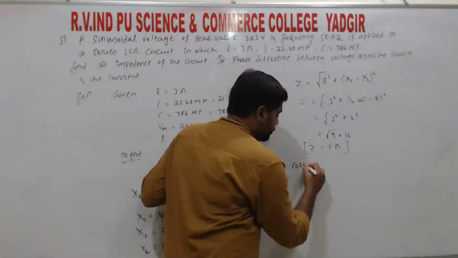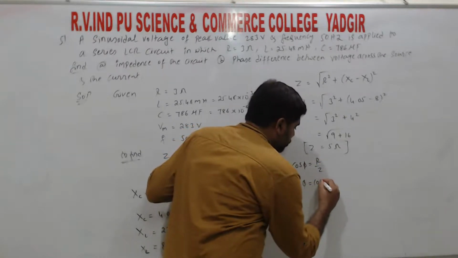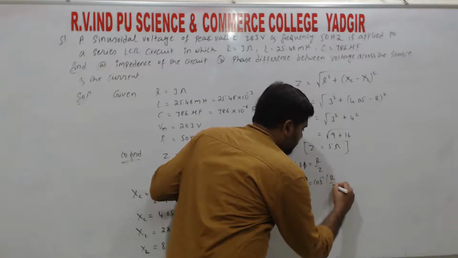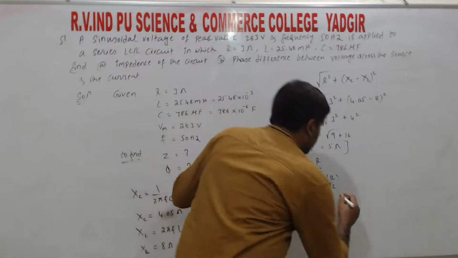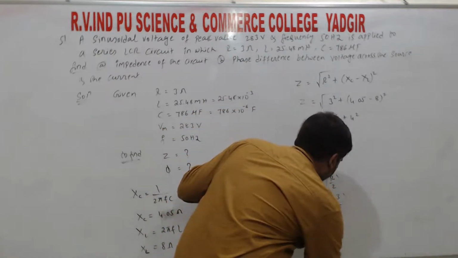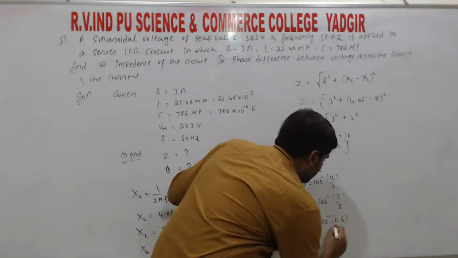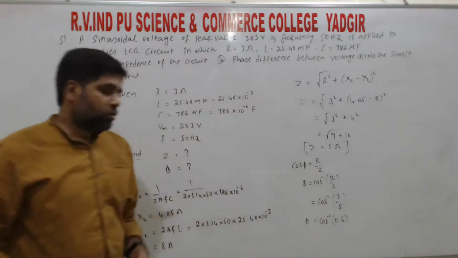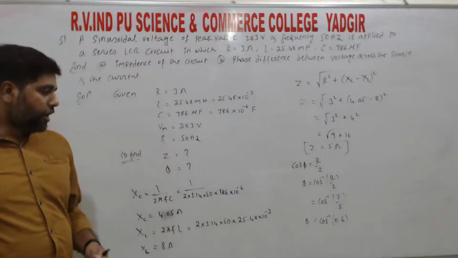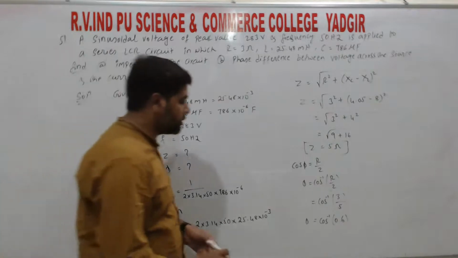So we can choose either cos phi is equals to R divided by Z. So phi is equals to cos inverse of R by Z, that is equals to cos inverse of, R value is 3 and Z value is 5, that is cos inverse of 0.6, right? So if we find the value in the cos table, cos inverse of 0.6 we get 53.13.